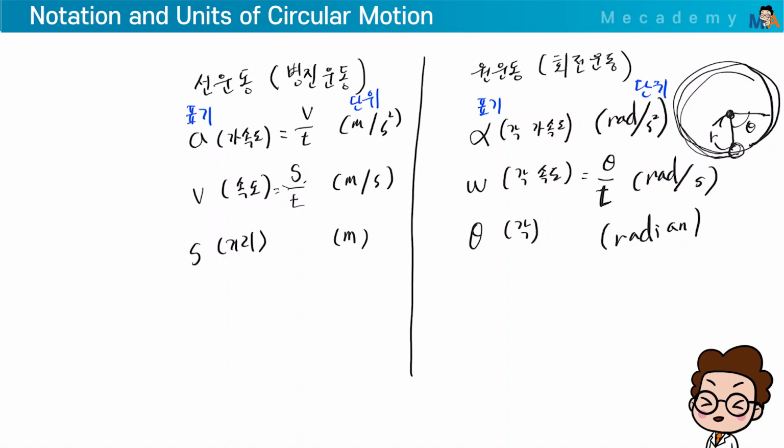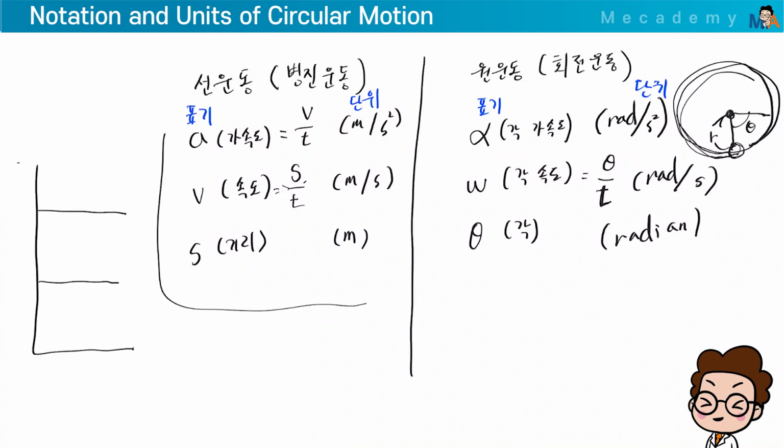But there's one more thing. How did we solve linear motion problems? We drew graphs, right? a-t, v-t, s-t like this, right? So how do we solve circular motion? The method is the same. We draw a graph. I said in the previous video that we would solve all motion problems with one method, right?